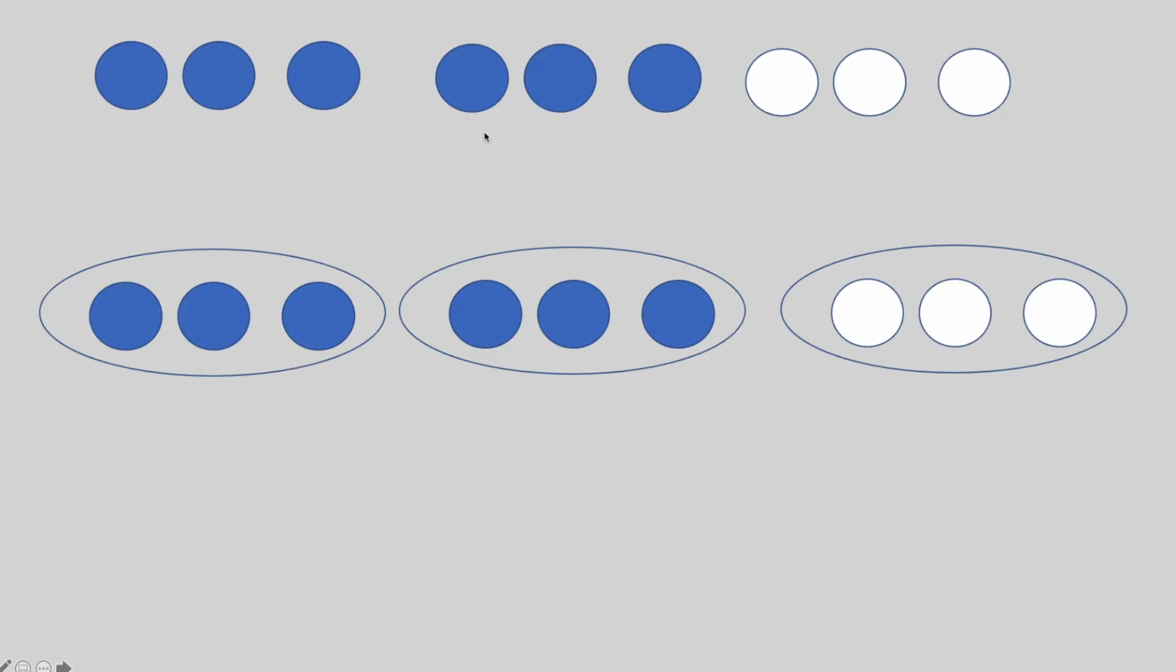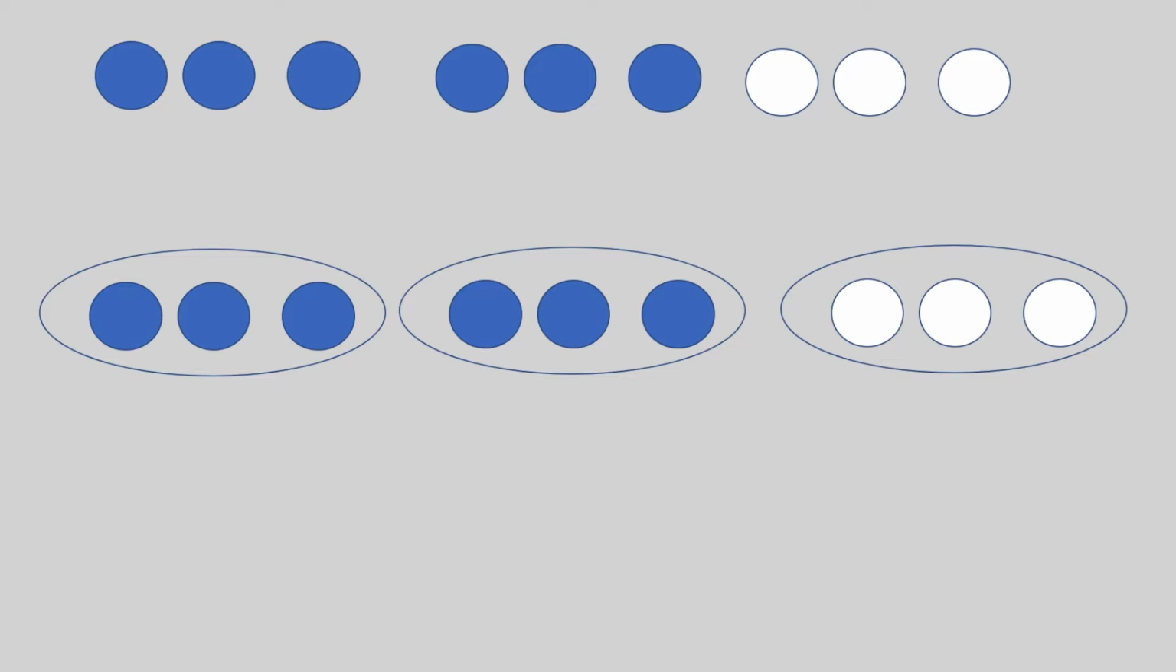Well, first, I'm going to look at this as a fraction. Okay, and I'm looking at this first section here as a fraction. So I have 9 in total, right? And 6 of those are colored, right?